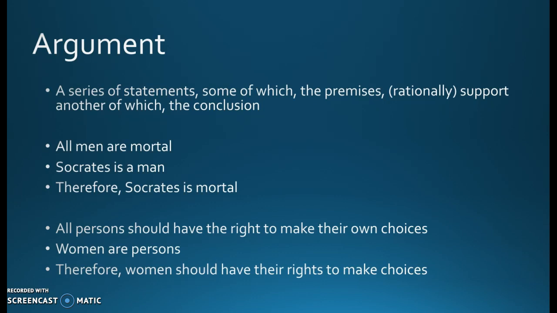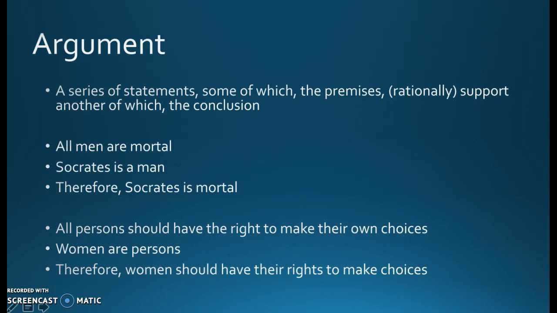So an example here from time immemorial: all men are mortal, Socrates is a man, therefore Socrates is mortal. Another example: all persons should have the right to make their own choices. Women are persons, therefore women should have their rights to make choices. So just take a second there, pause the screen, and ask yourself, what is the conclusion here and what are the premises?